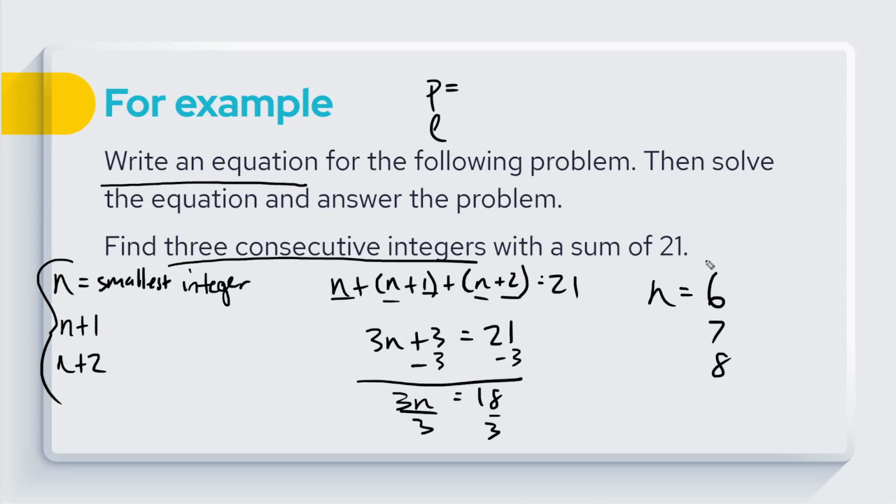That means the next number is going to be 7. The next number is going to be 8. Here are 3 consecutive numbers. 6 plus 7 plus 8. Does that equal 21? Yes, it does.